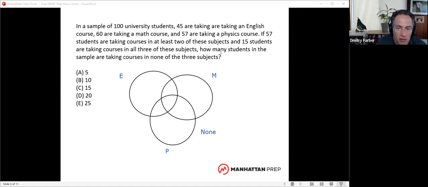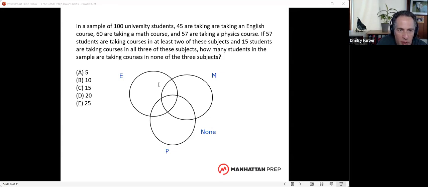Okay, I'll let that run a little long, but let's see what we can do with this. So, just in terms of the setup, the idea would be I could try to start filling in from the outside in, but I'm going to get myself in a little trouble. I don't know what to do with the 100 total because I don't know where all the pieces go.